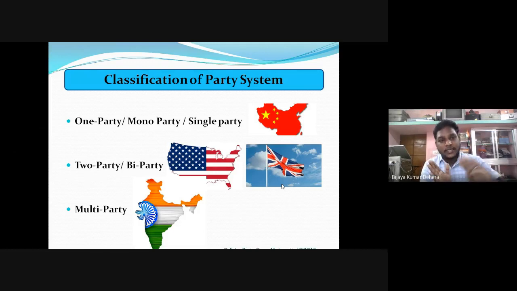So that is the merits part. These are the merits. Next we will discuss the demerits part.